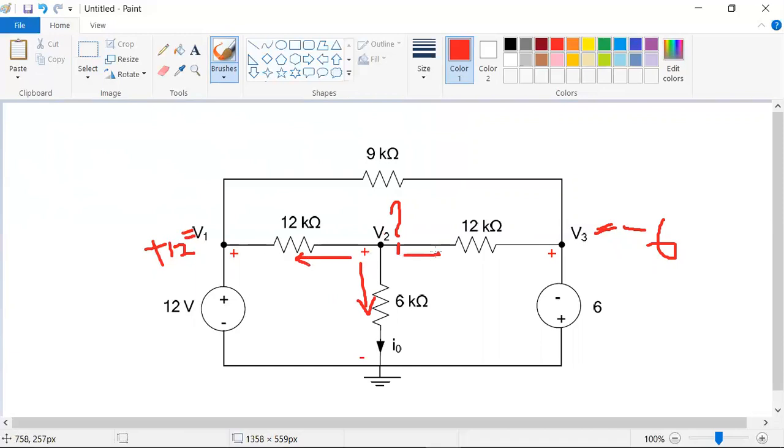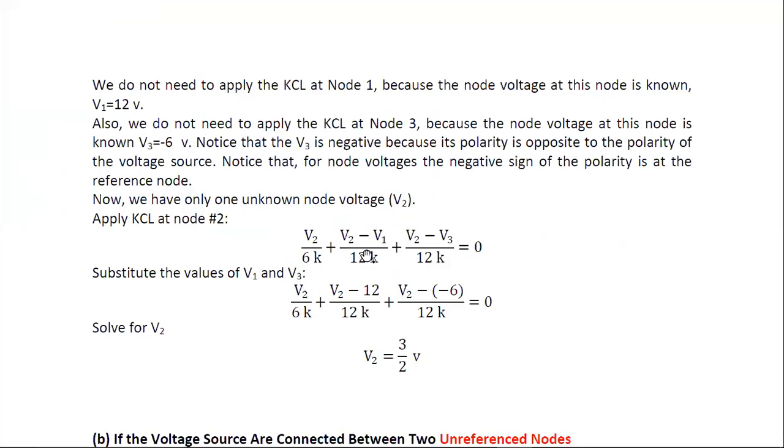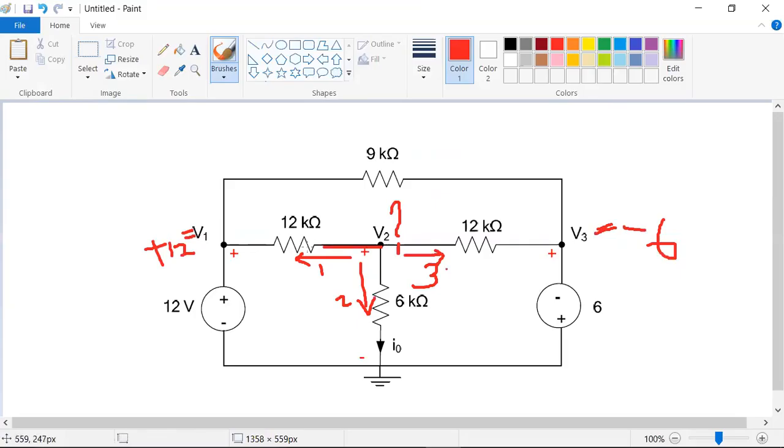Let me take these currents as I1, I2, I3, right? 1, 2, and 3. So now write the equation based on this direction of currents and these signs. V2 minus V1 by 12K, because here the leaving sign is negative. V2 minus this one is this current. So for the finding of I1 current, you should go till this point. V2 and V1, so no need to find this, the value is already given.